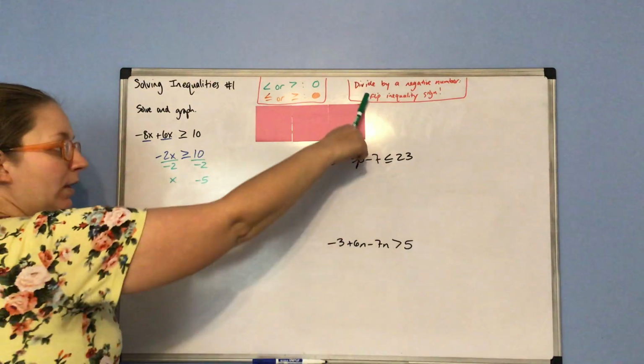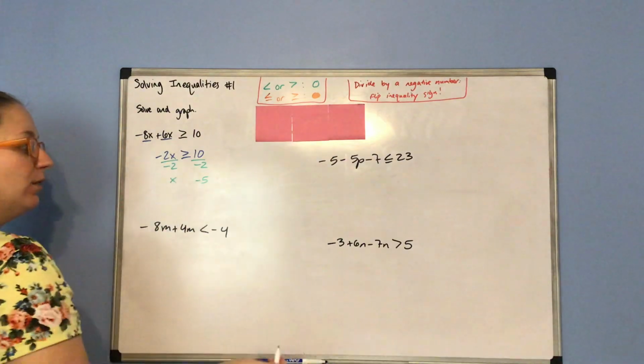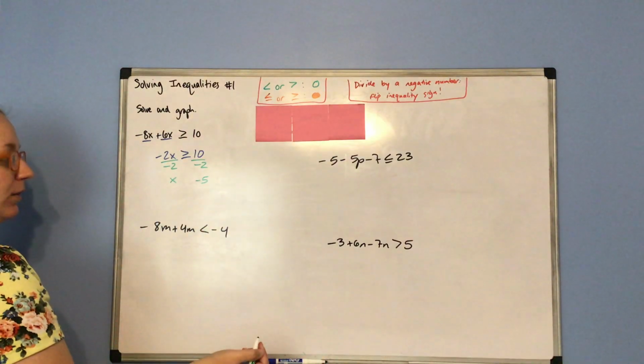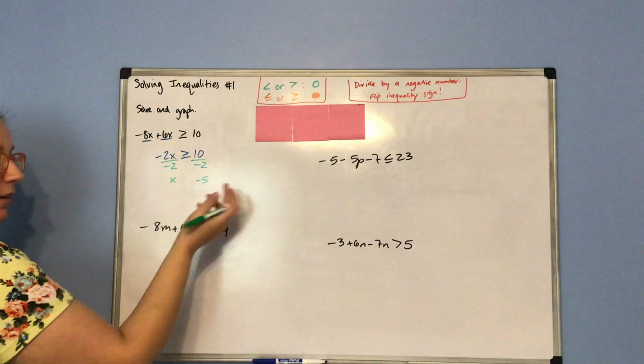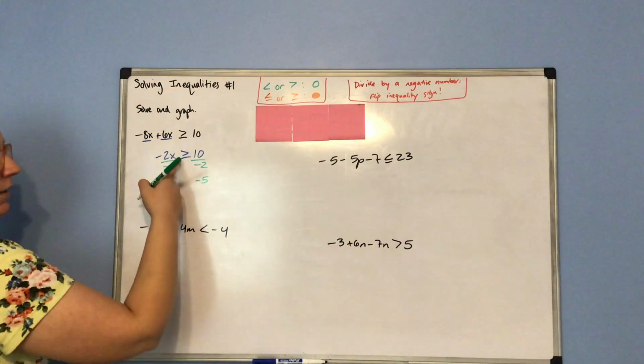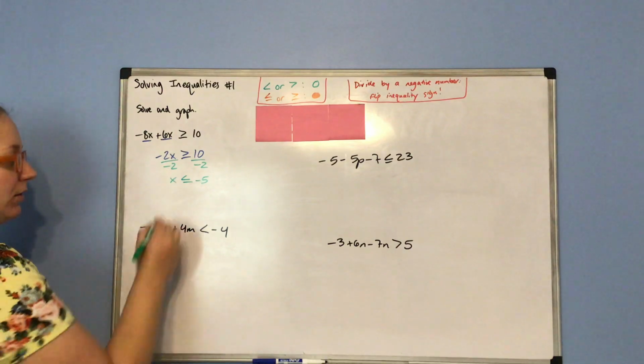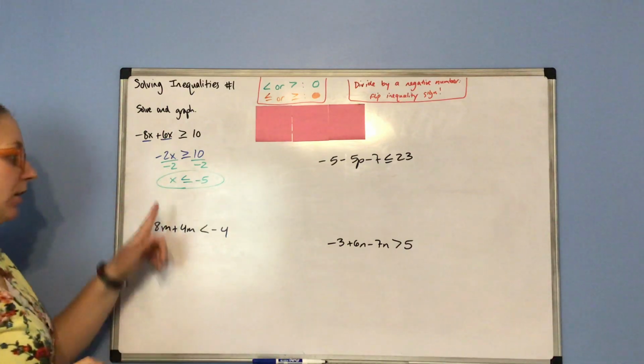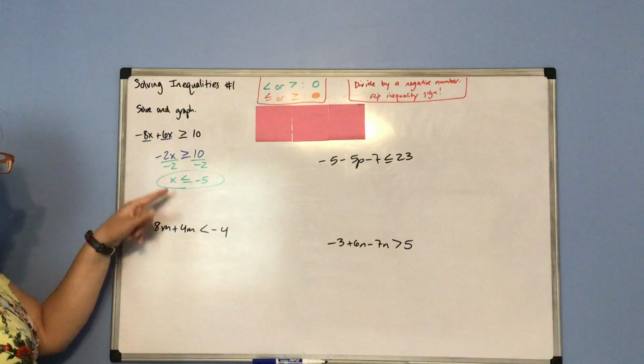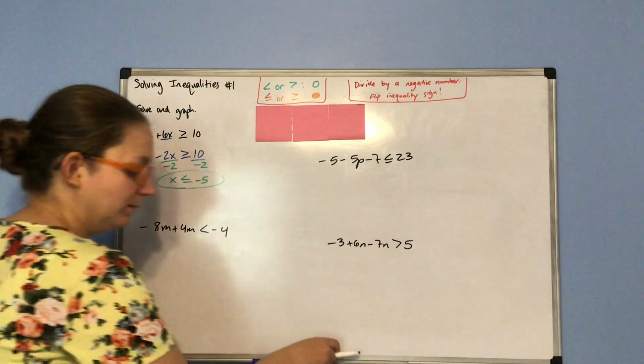Now, we divided by a negative number. When we divide by a negative number, we have to flip our inequality sign around, make it reverse the other way. So instead of a greater than or equal to, I'm going to turn that around and make it a less than or equal to. So our solution set is x is less than or equal to negative 5.